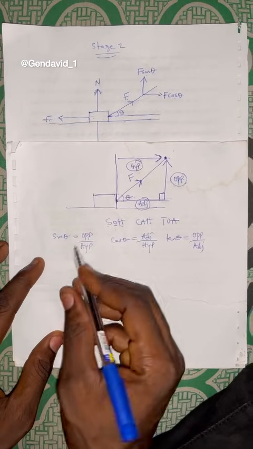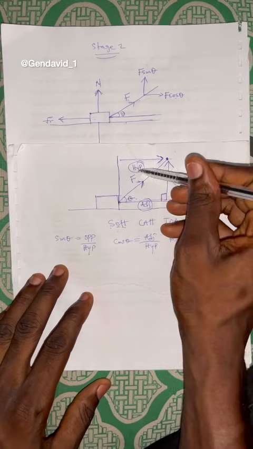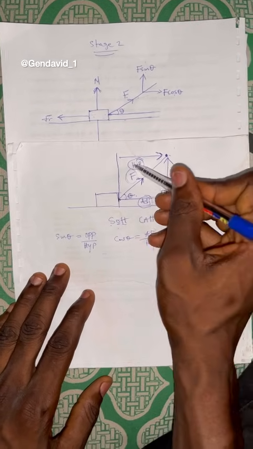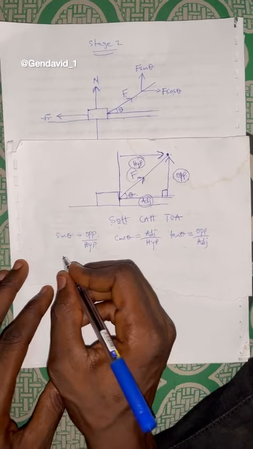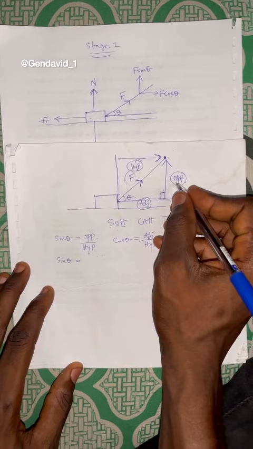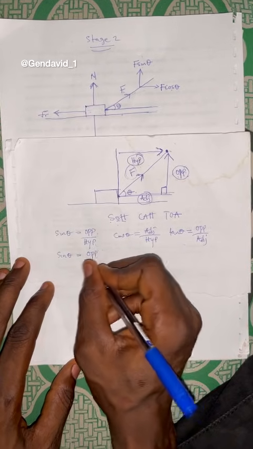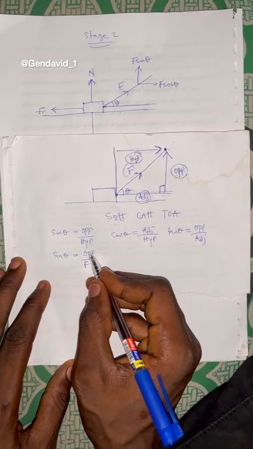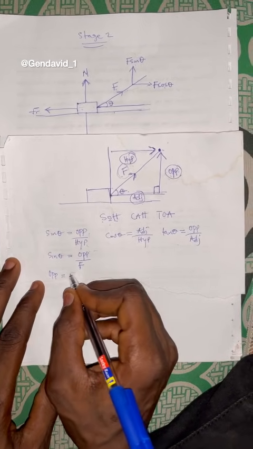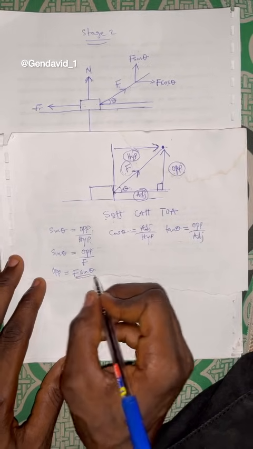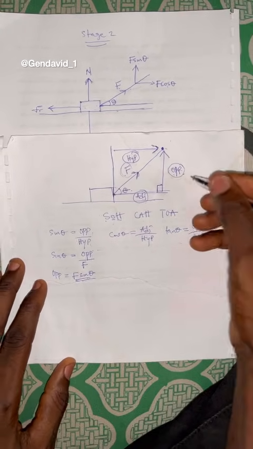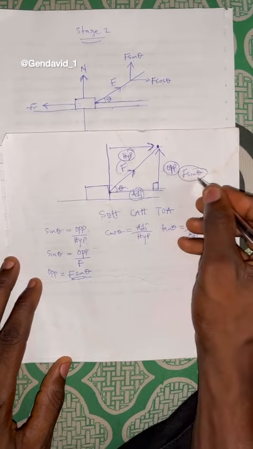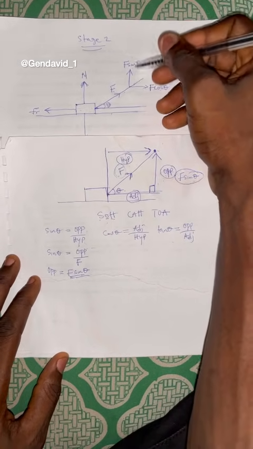The opposite here I can get from the hypotenuse. We are given the hypotenuse, and hypotenuse is F. So which one contains opposite and hypotenuse? That is sine. So sine theta is equal to opposite over hypotenuse, which is F. Making opposite the subject of the formula, opposite is equal to F sine theta. So this opposite is F sine theta, and that's why the vertical here is F sine theta.